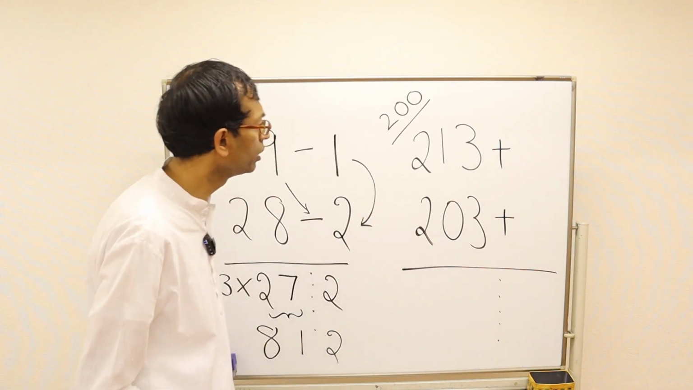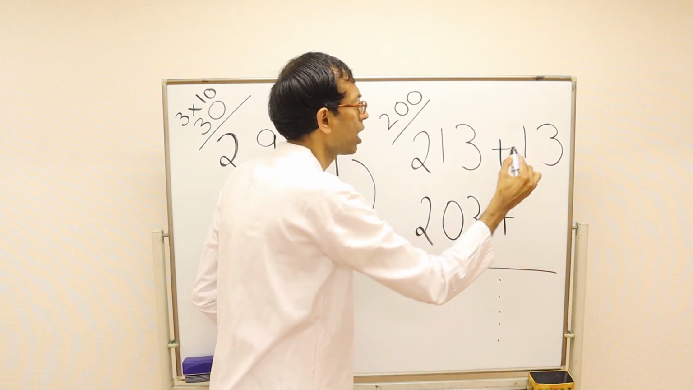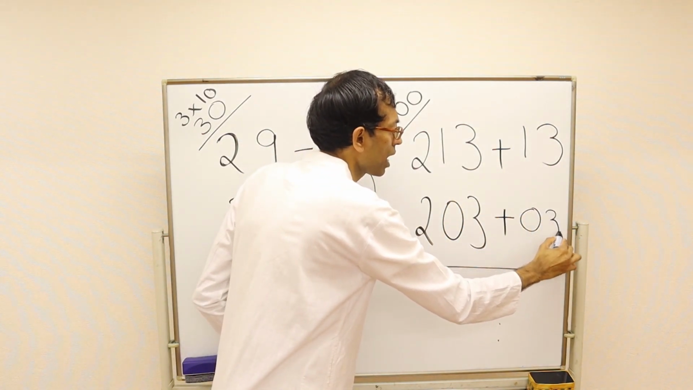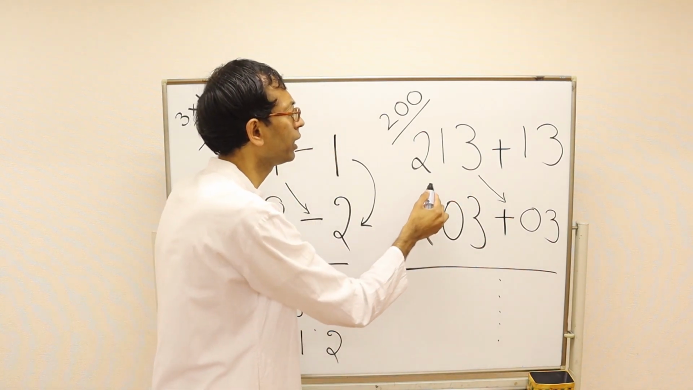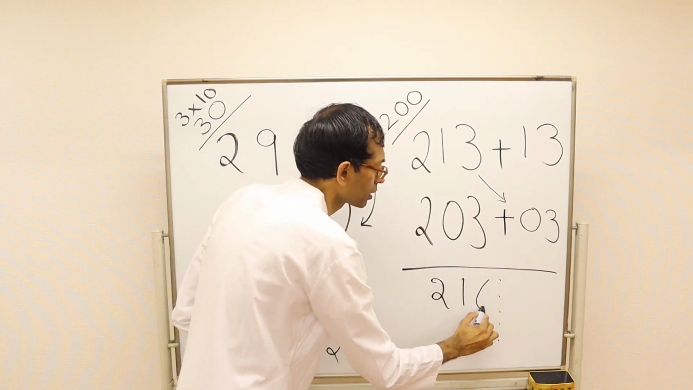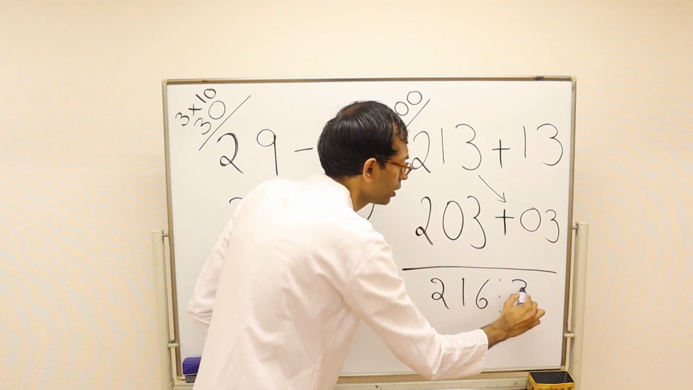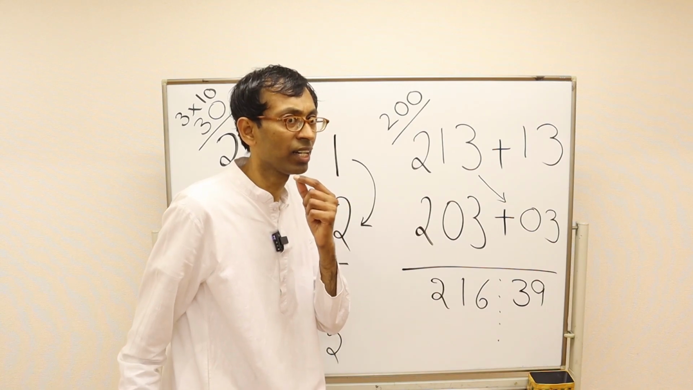How about here? 213 is 13 above 200. Here, this one is 3 above 200. So the first part of the answer is 213 plus 3, which is 216. And then you multiply these two numbers. 13 times 3 is 39. Is this the answer? Not yet.